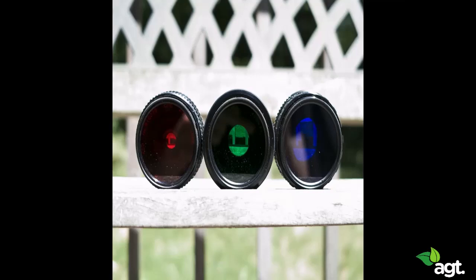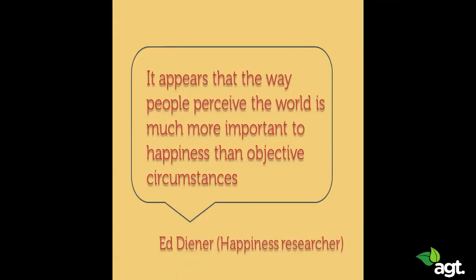It turns out that these glasses have a very powerful impact on our thoughts and our well-being. In fact, Ed Diener, whom I already quoted before, one of the leading happiness researchers in the world, said that it appears that the way people perceive the world is much more important to happiness than objective circumstances. This quote sums up decades of research on happiness, and in essence it means that if we know a person's job, their marital status, and even the state of their bank account, we still know very little about how happy he or she is.